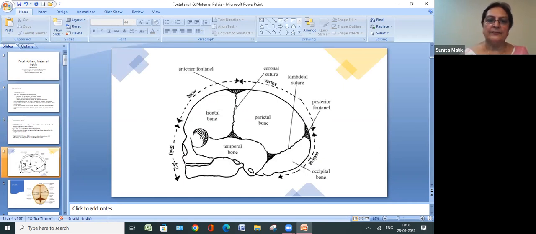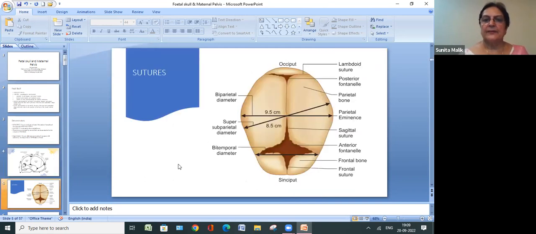Now starting from the root of nose till the submentum region is the face. Again, root of nose till the anterior fontanelle is the brow. From the anterior fontanelle till the posterior fontanelle, this is vertex area and this is a quadrangular area between the two. And the denominator is occiput in this and sinciput in this. Okay.